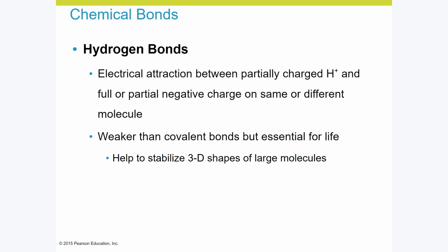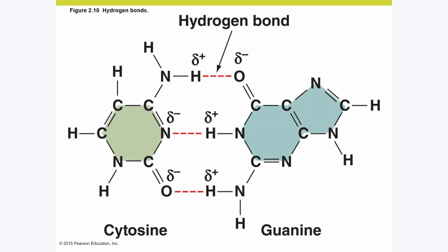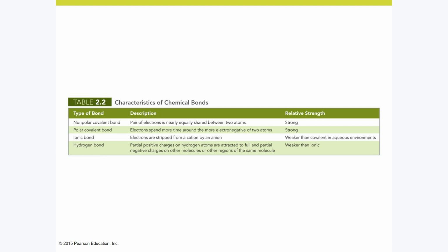We can see it with water itself. These are weaker than covalent bonds, but essential for life because it helps hold together the 3D structure of larger molecules. So it's going to help hold together our proteins. So we can see it here. We've got hydrogen bonds between all of our bases in our DNA. So we've got cytosine and guanine, and they're going to come together with that hydrogen bond to create that backbone that creates our DNA.